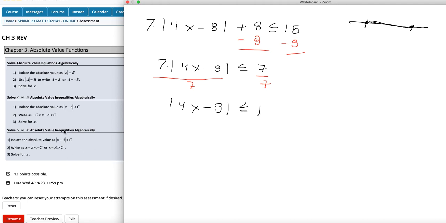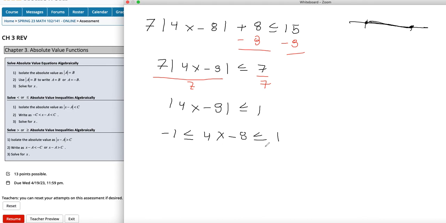So now we've got this simplified down to here. And so here's where we set up that the stuff in the absolute value is going to be between the negative and the positive of this value. It has to stay between -1 and 1. So we just set up -1 is less than or equal to 4, oops, that's not an x, 4x minus 8 is less than or equal to 1.